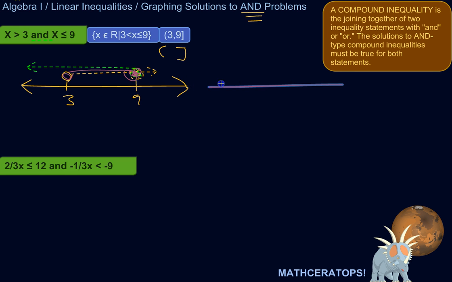Number line, here's 3, here's 9. Open circle here, everything in between, closed circle there. I don't know if you use this kind of notation at your school. That's like interval notation. You could do it like this: instead of open circle, closed circle, you can do that curve and then the bracket like that.